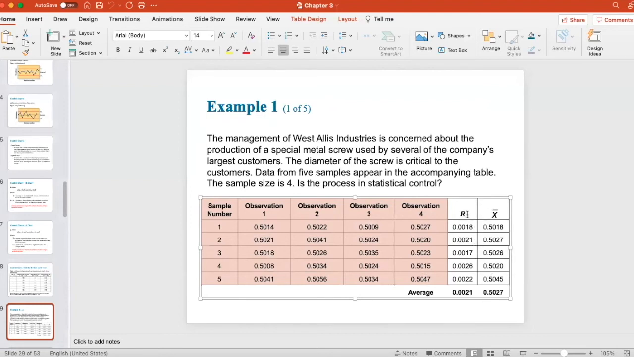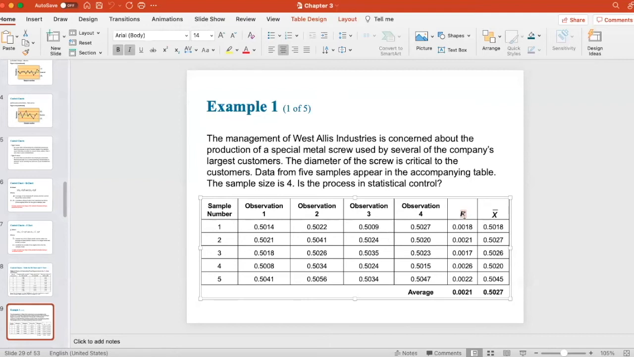But actually the underlying reasoning here is very simple. Let me help you illustrate. First of all, the R chart is monitoring the range of the sample. X bar represents the mean of the sample, so it's monitoring the mean of the sample. First, let's look at some measures related to the R chart. If we look at sample 1, there are 4 different observations within sample 1.